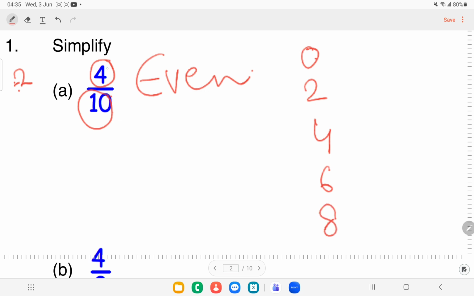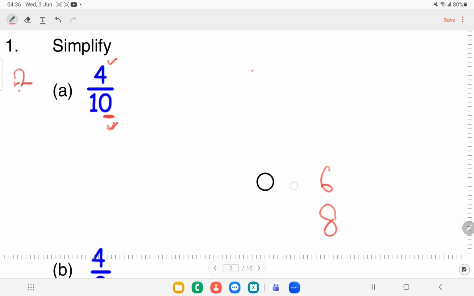Look, the first number in the numerator, that is 4, which is an even number. The second number, look at the last number only. It's an even number, 0. So both are even numbers, both are divisible by 2. So we will simplify this fraction by 2.